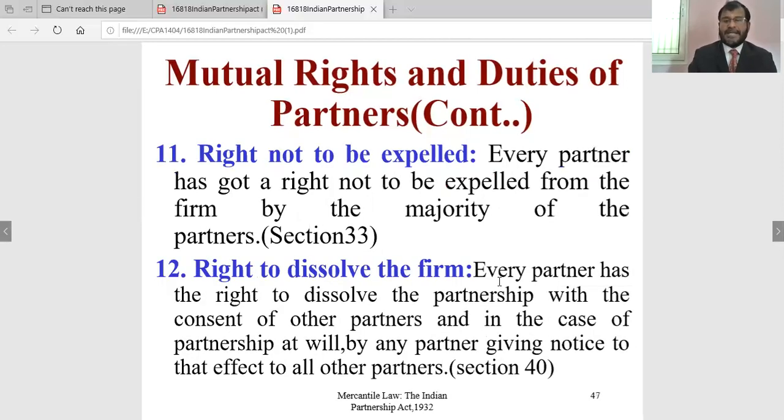Right not to be expelled. No partner can be expelled by others. Section 33 deals with that. Right to dissolve the firm. Every partner has a right to dissolve the partnership with the consent of other partners, and in case of a partnership at will, by any partner giving a notice to that effect to all other partners. Section 40 deals with that.